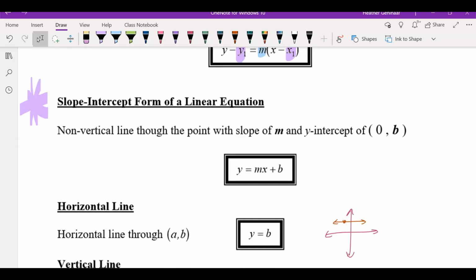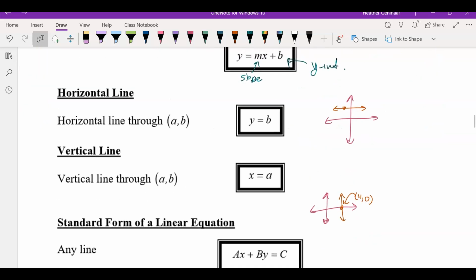So slope intercept, you have your y equals mx plus b. And this one here, you need a slope and you need a point, but this point is not just any other point, it's your y-intercept. So if I were to draw a graph here, it's going to be the point that intersects the y-axis. So that point here is the y-intercept, so 0 comma b. Okay, so here m is your slope, b is your y-intercept.